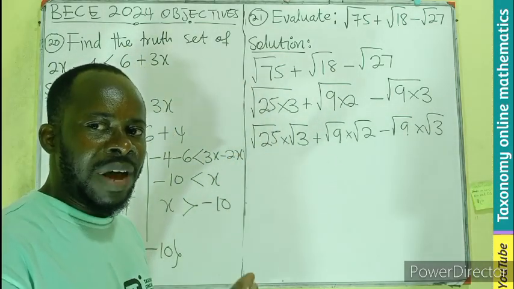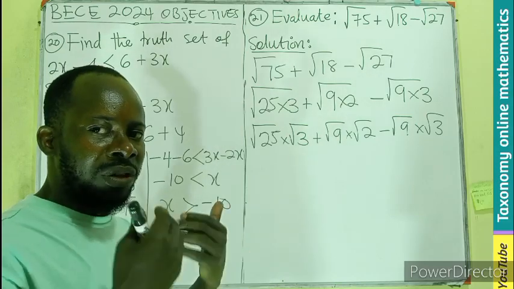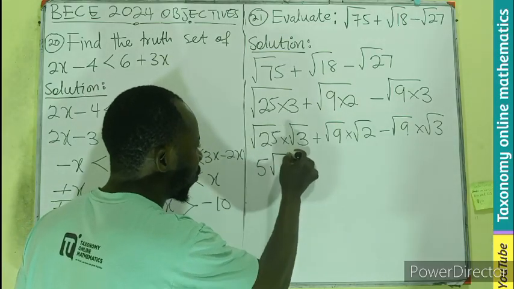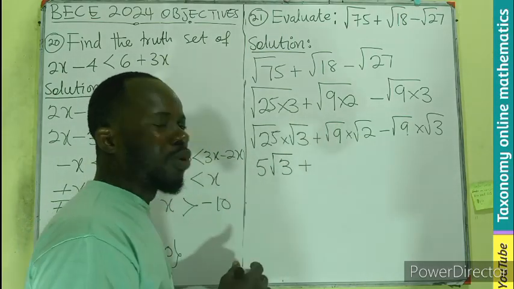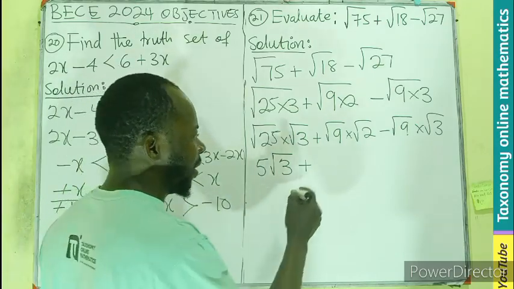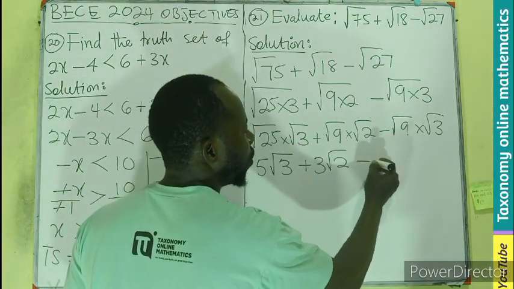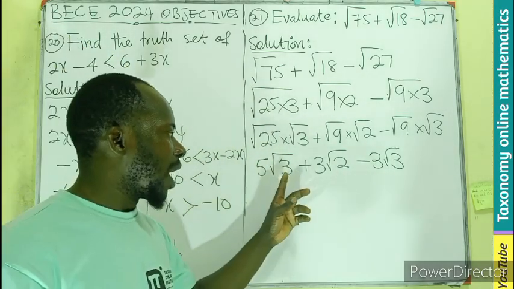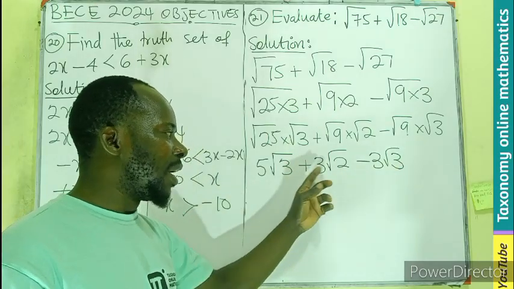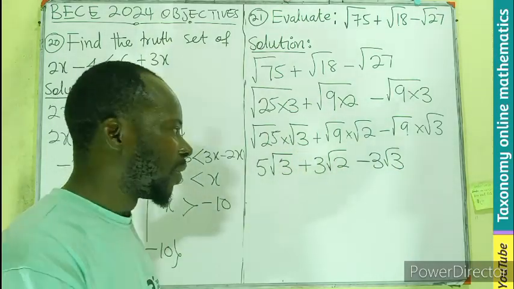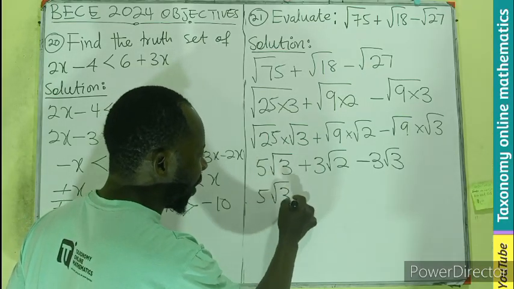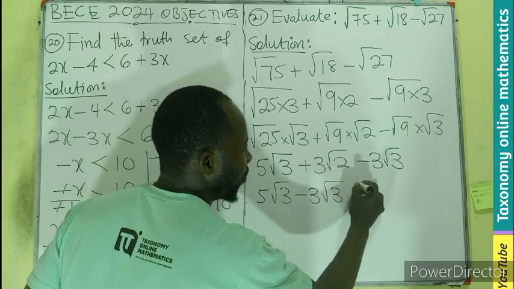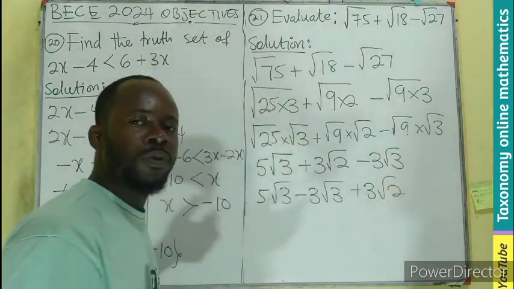Therefore, picking root 25 as a whole will give you 5, because 25 is the perfect square of 5 times 5. So I'll be having here 5 times the root of 3. 9 is also a perfect square of 3 times 3. So I'll be having 3 times the root of 2 minus 3 times the root of what? 3. Since we are performing operation, we look at the number under the root. I have 3, 3, 2. So 2 is not part of the like set. So I'll be having 5 root 3 in this place minus 3 root 3, then plus 3 root 2.